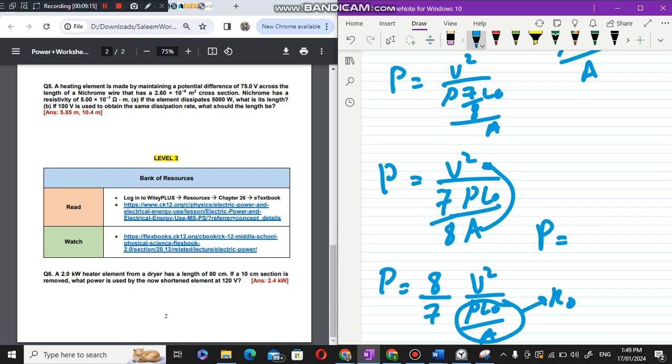So power new is equal to 8 over 7 times power old, which is equal to 8 over 7 multiplied by the old power, which was equal to 2 kilowatts. So 8 over 7 multiplied by 2 kilowatts will be 2.3 something. So 2.3 kilowatts.